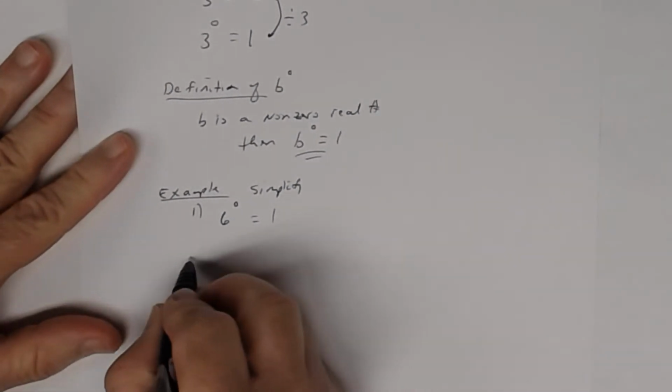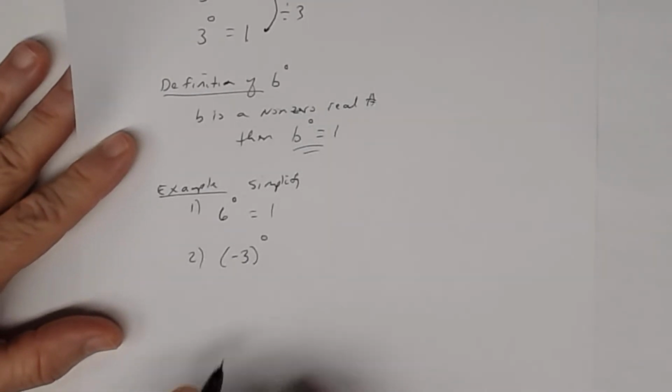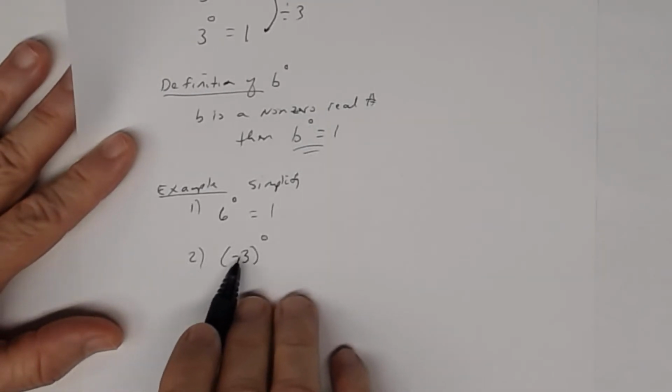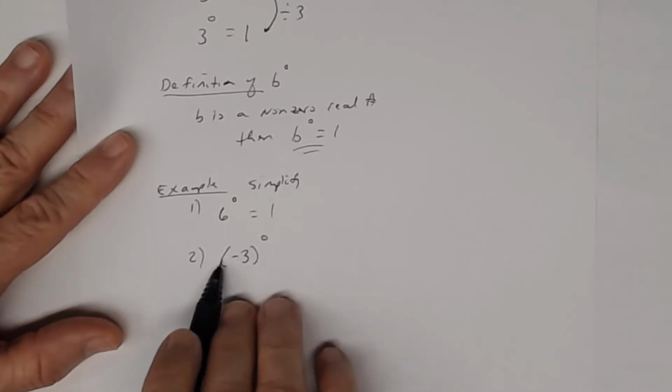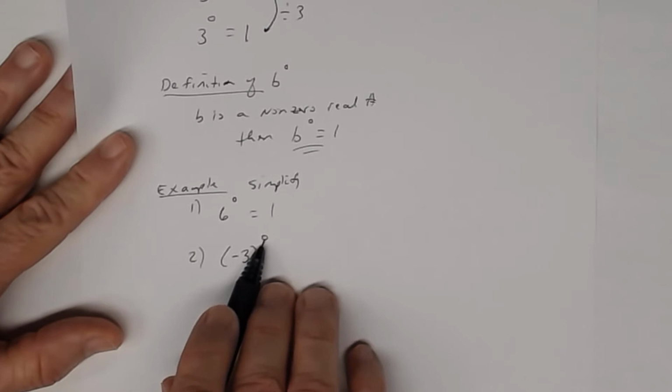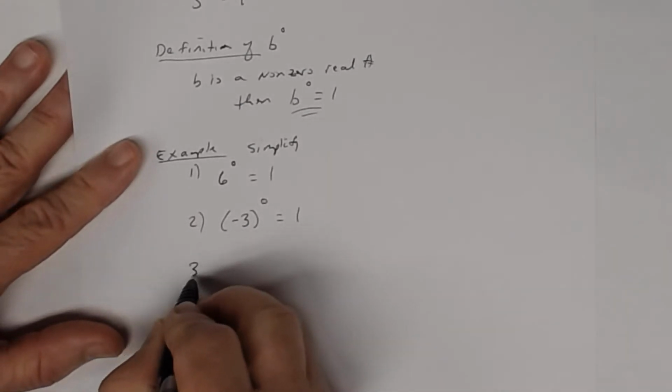What if you had this? Number 2, what if you had negative 3, in parentheses, to the 0 power? Same thing. Your base is negative 3. It's not 0. And we now know that any real number raised to the 0 power is 1.